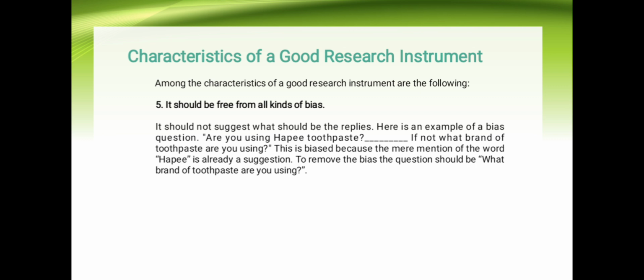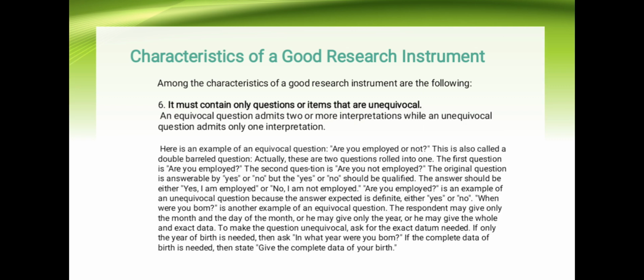Fifth, it should be free from all kinds of bias. A tool must not have biased questions that suggest an answer, and can mislead people. Sixth, it must contain only questions or items that are unequivocal. A tool must have clear and single-meaning questions. Confusing or double questions make answers unclear.